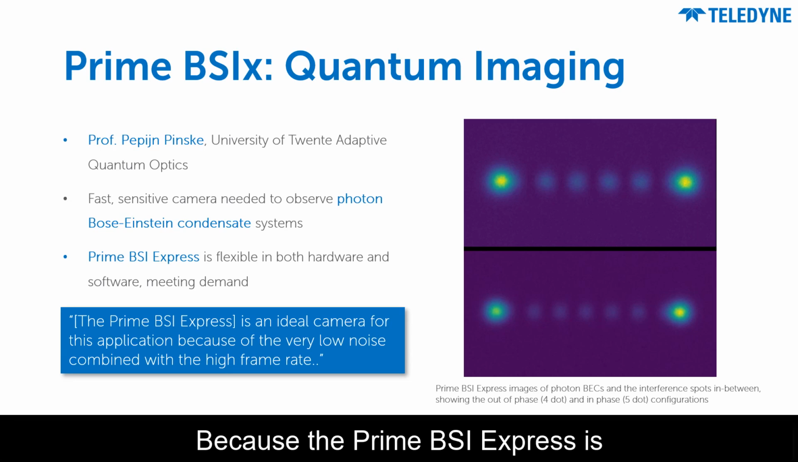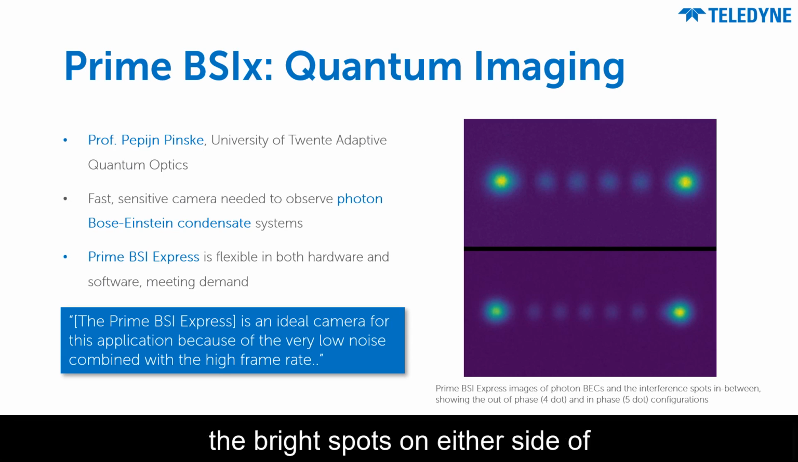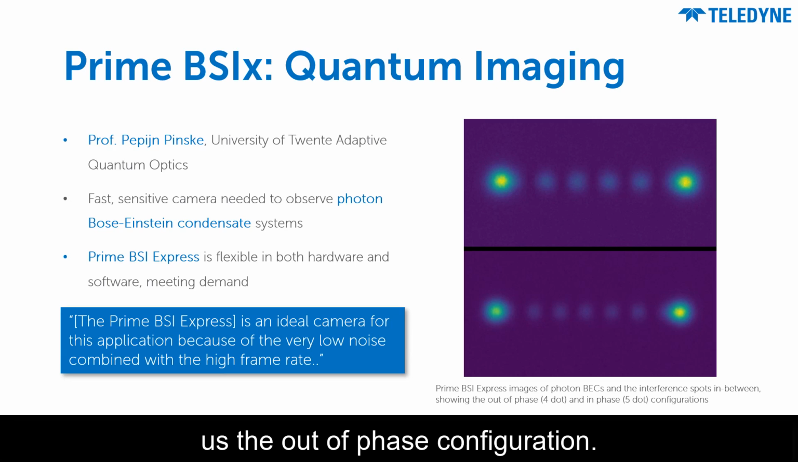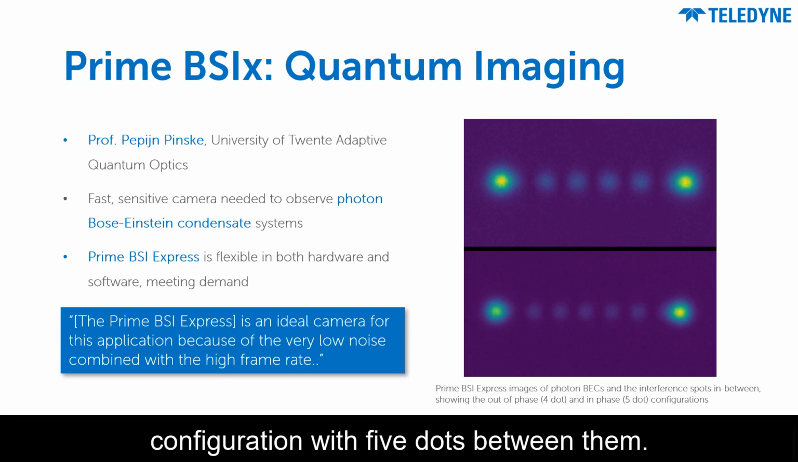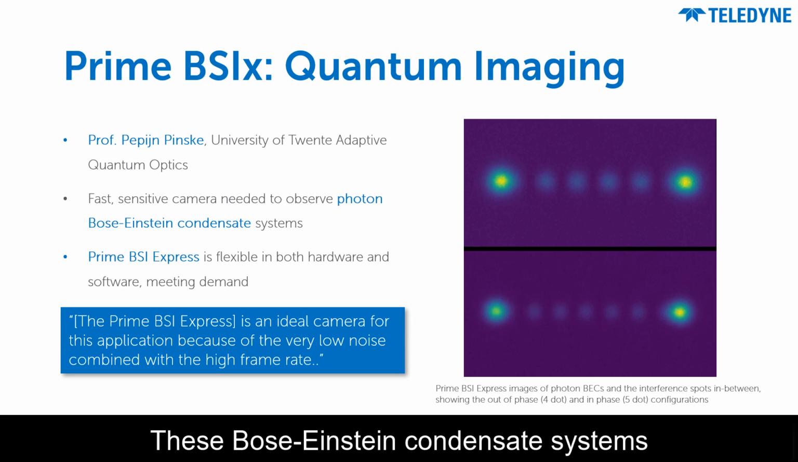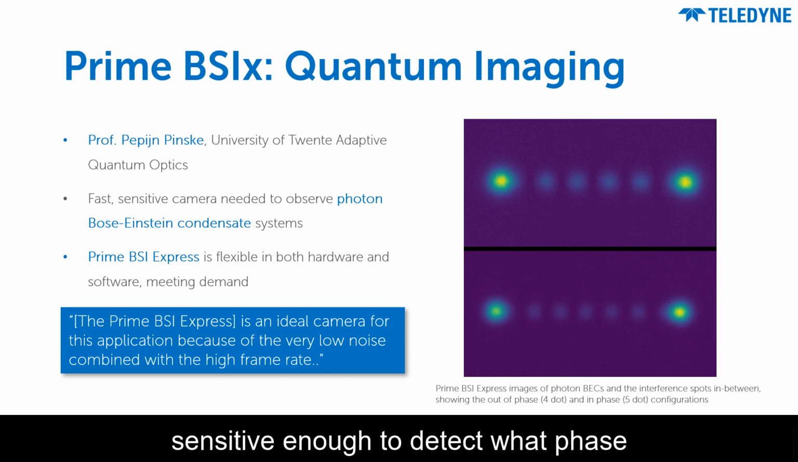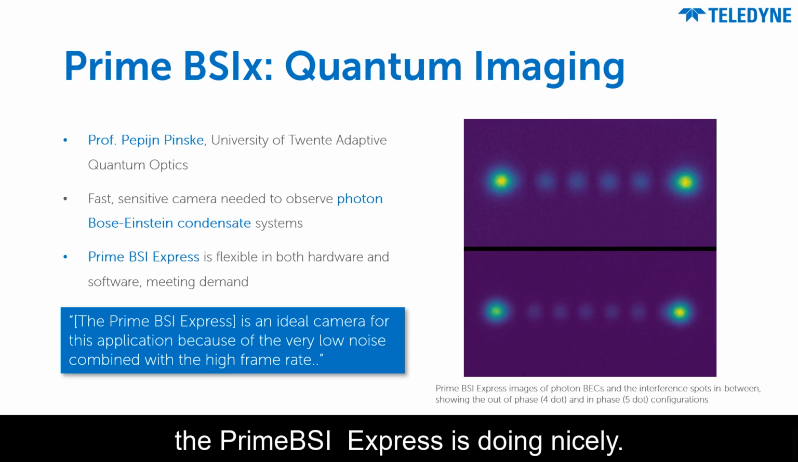Because the Prime BSI Express is highly flexible in software and hardware, it's the ideal camera for this application because of the low noise and high frame rate. The image here shows photon Bose-Einstein condensates, which are the bright spots on either side of the image, with the top image showing the out-of-phase configuration, with 4 dots in between them, and the bottom image showing the in-phase configuration, with 5 dots between them. These Bose-Einstein condensate systems can be tuned like this, and it's important to have a camera that's sensitive enough to detect what phase your system is currently in, which the Prime BSI Express is doing nicely.